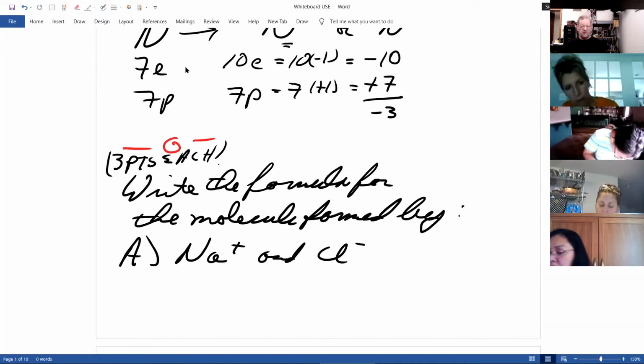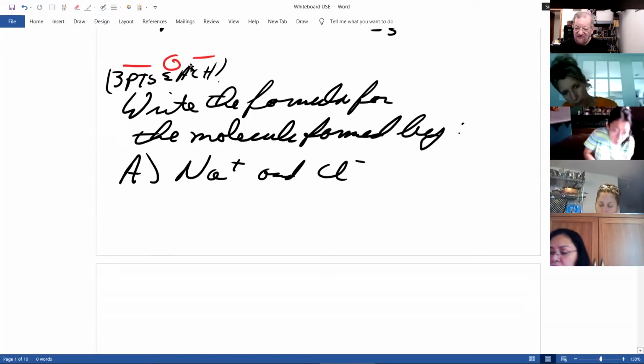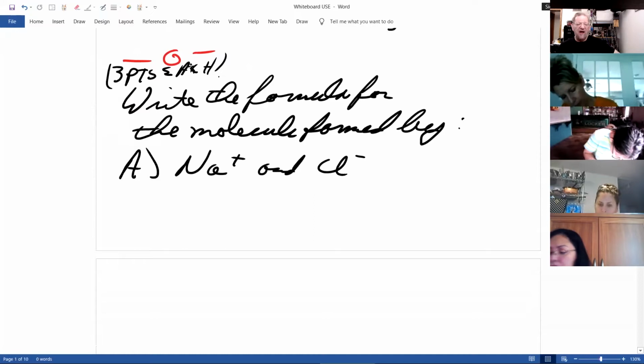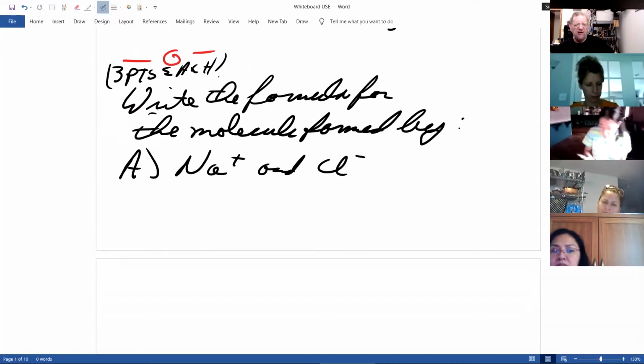All right, I'll do this one, another one, then I'll let you have some fun. You know, I do share. Now, the question is 3 points each. Write the formula for the molecule formed by the following ions.